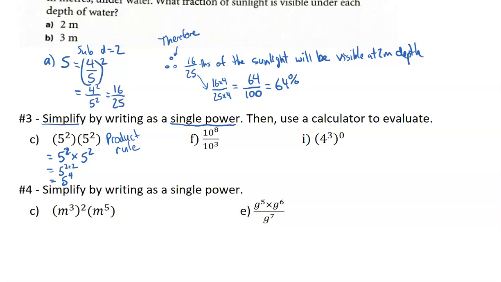Then use a calculator to evaluate. 5 to the power of 4 is equal to 625. So don't miss that first step of 5 to the power of 4 first.